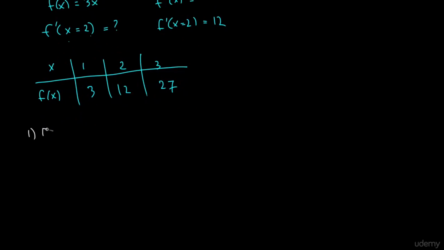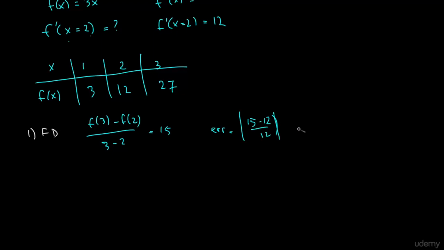So first of all, let's do the forward difference. With the forward difference, we're calculating f of 3 minus f of 2, divided by 3 minus 2, and that's equal to 15. So that's not quite the same as 12. In fact, if we calculate the error, the error is equal to 15 minus 12 divided by 12. So that's 3 over 12, which is essentially 25%. So we got a 25% error.